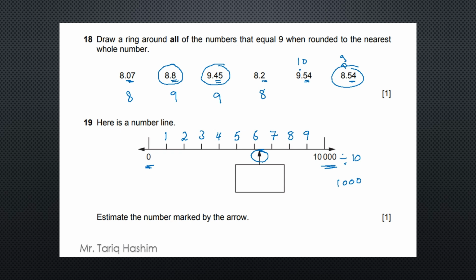So this number here is obviously between 6 and 7 thousandths, and it is closer to 6 thousandths. So it's approximately 6 thousandths and 3 hundredths. And also 6 thousandths and 2 hundredths will be right because they are close to each other.